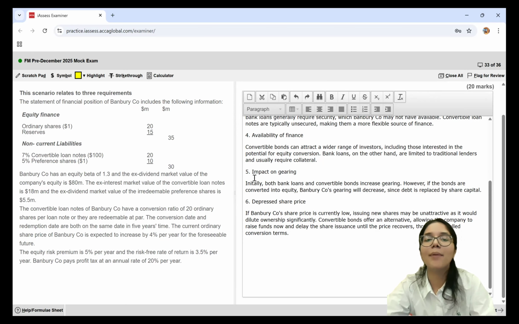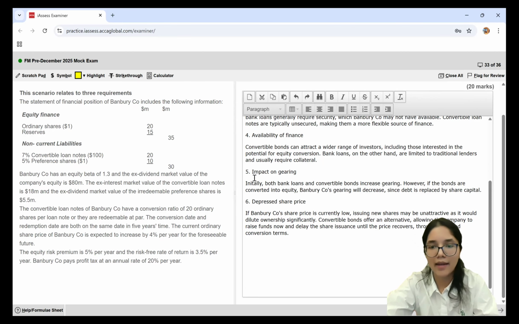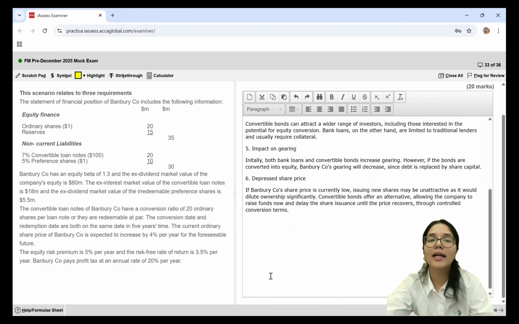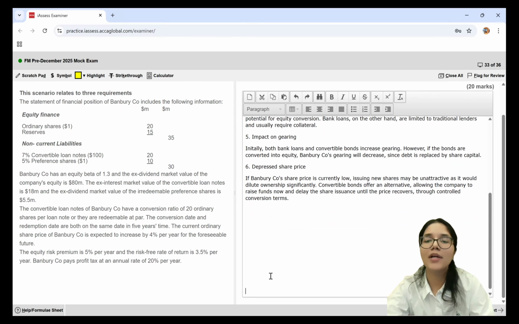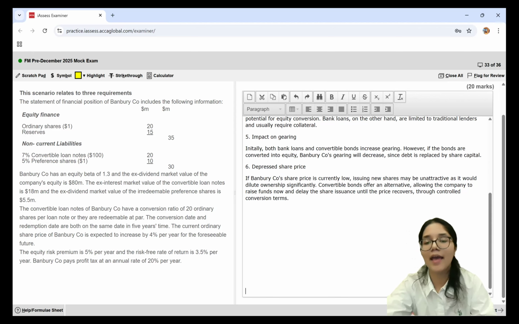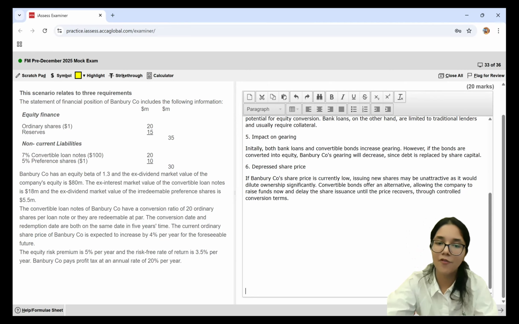Another aspect is the impact on gearing. Initially, if you take a bank loan or a convertible bond, both of them are at the end of the day instruments of debt, so they will both increase your gearing. However, if your bonds are actually opted by the bondholders to get converted into equity, then they will form a part of the share capital. That means debt will no longer remain in the debt section of your balance sheet. It will come in the equity segment, which will decrease the proportion of debt in your share capital. As a result, your gearing will also decrease. That's a good thing for a company.